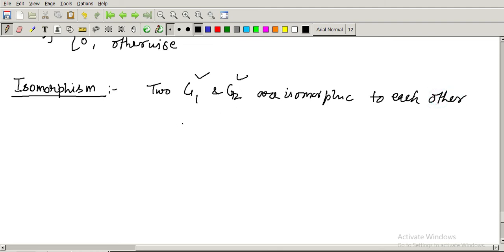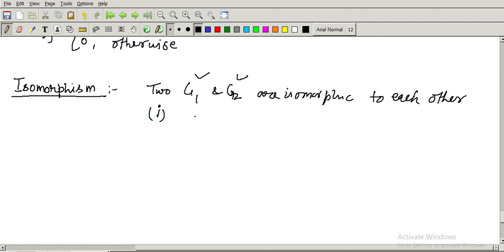The definition in the book says that two graphs G and H, or G1 and G2, are isomorphic to each other if there is a one-to-one and onto function. It can be complicated to understand the one-to-one and onto function sometimes when two graphs are given. So I'm just giving a trick or simple solution for this, to identify isomorphism when we have these conditions.